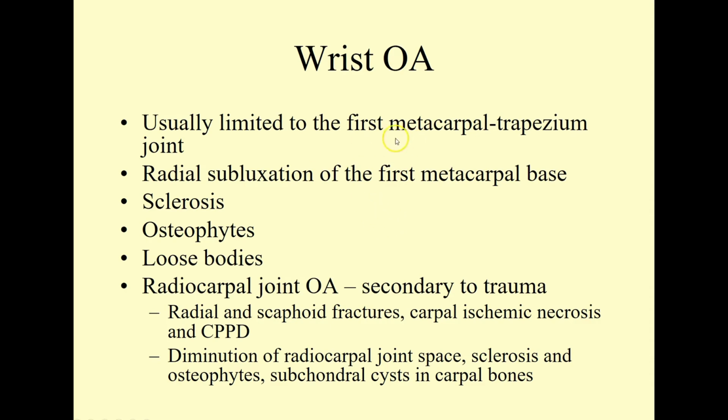Down to the wrist, it is often the first metacarpal trapezium joint that we find at the base of the thumb. Is another way to look at that. We often will see radial subluxation of the first metacarpal base. And again, the usual subchondral sclerosis, osteophytes, on occasion loose bodies. Radiocarpal joint OA, almost always secondary to trauma. But we do have some other examples of infiltrative process like the metabolic arthritis, CPPD.